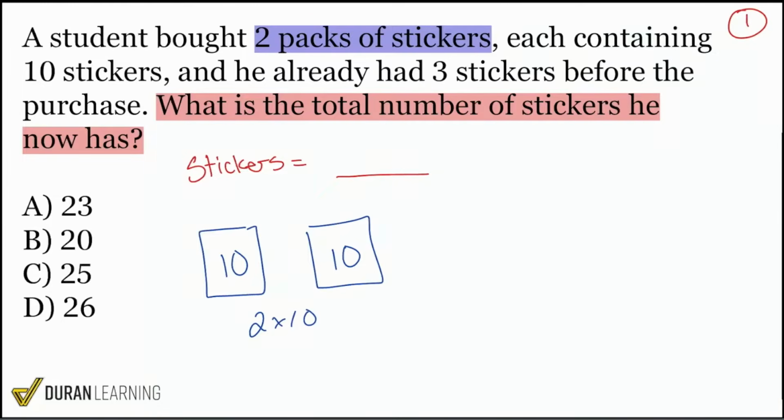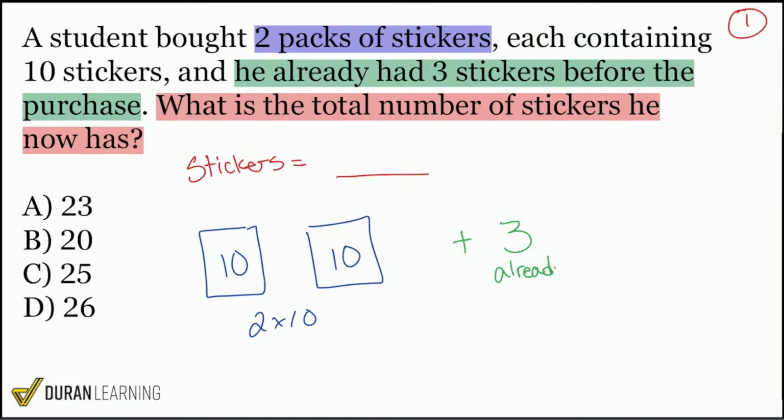And then it says right over here that he already had 3 stickers before the purchase. So everybody, are we adding that 3 to the 10 before we multiply? Or are we adding that 3 at the end? Correct. We're going to be adding that at the end. Because again, it says he already had 3 stickers before the purchase. So no matter what number this is, we already had 3 in the beginning, and we'll account for that right over here. Plus 3 that we already had.